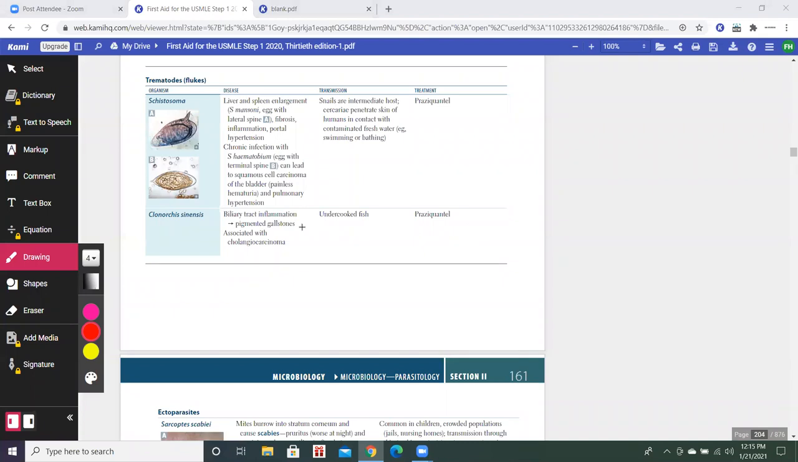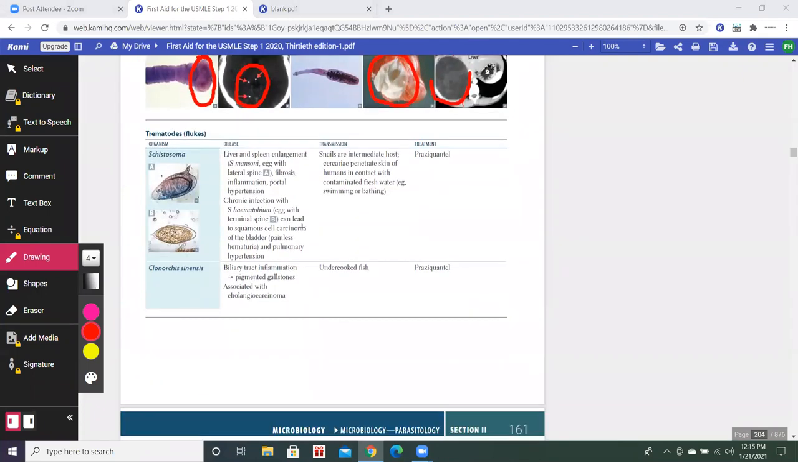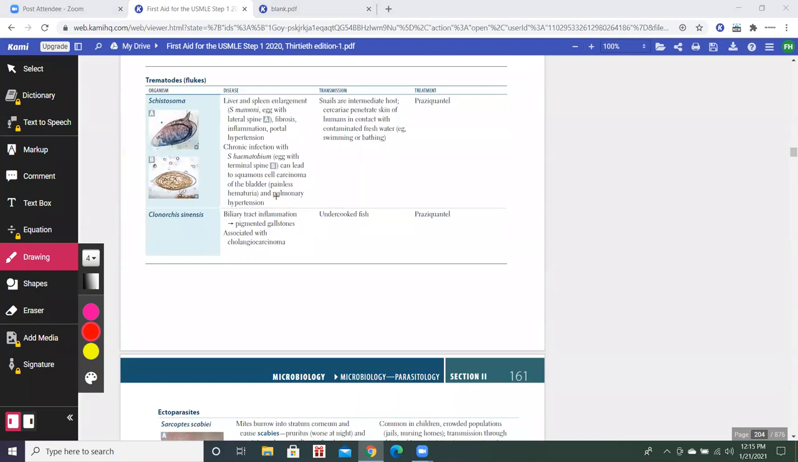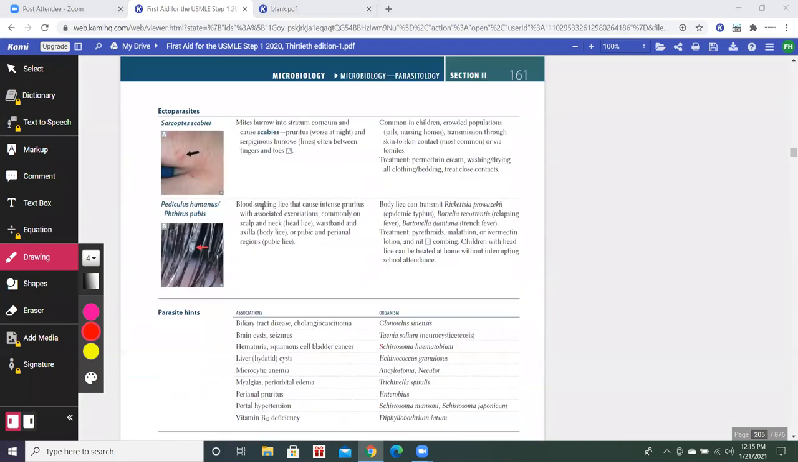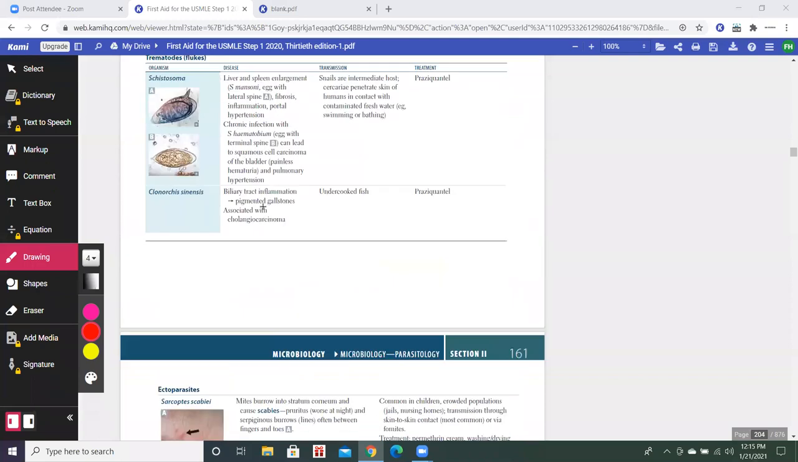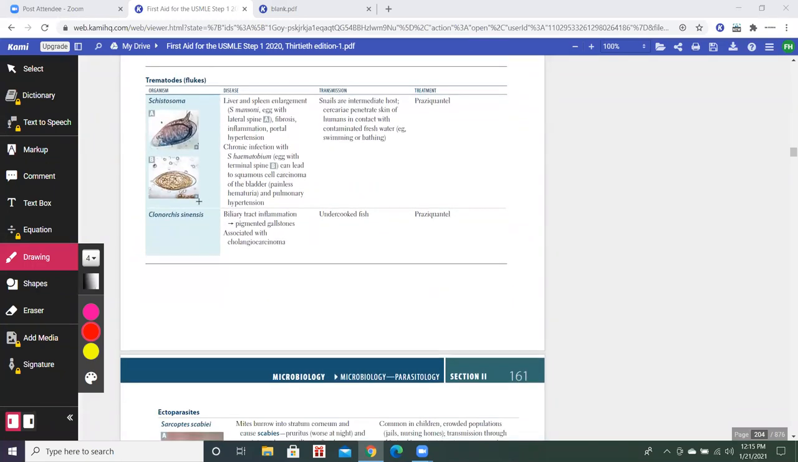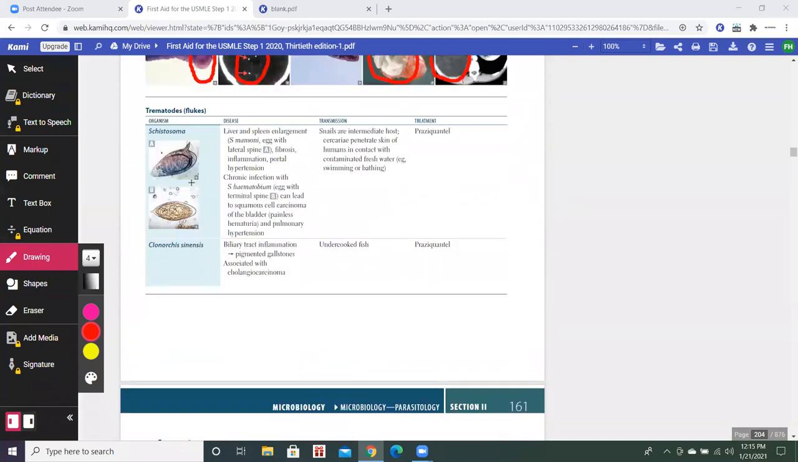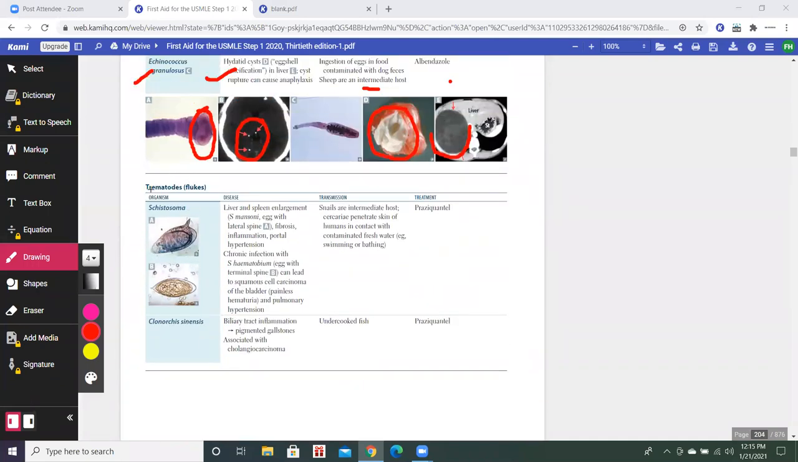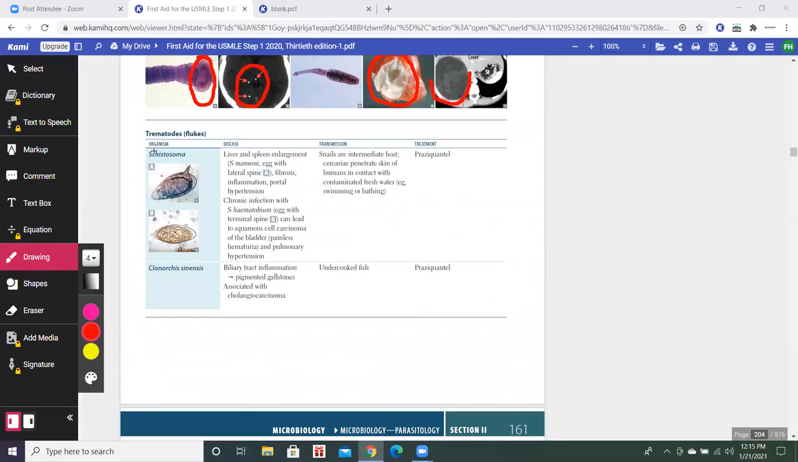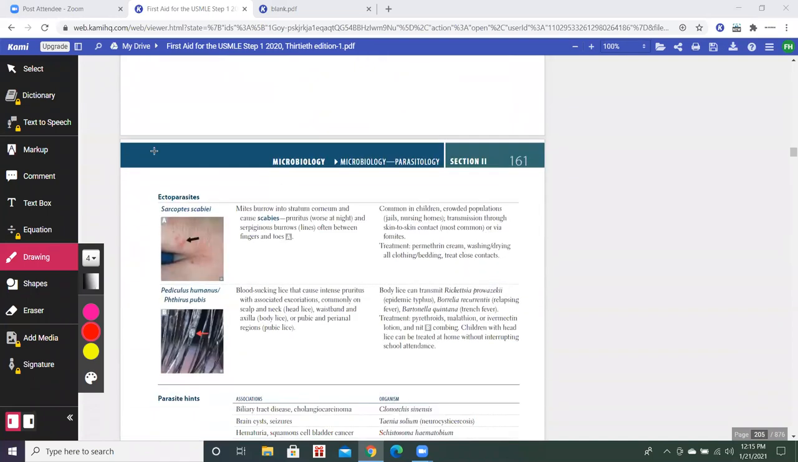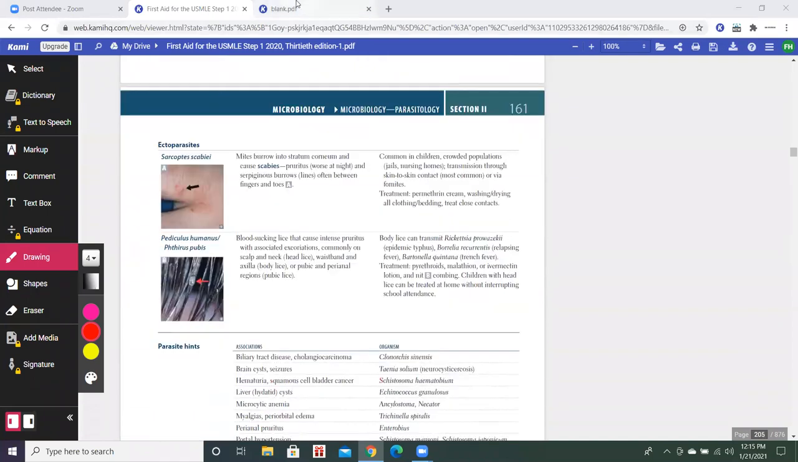Okay, are we done reading about the cestodes? Everyone? Okay. Done. So can we start with trematodes? Are we ready?